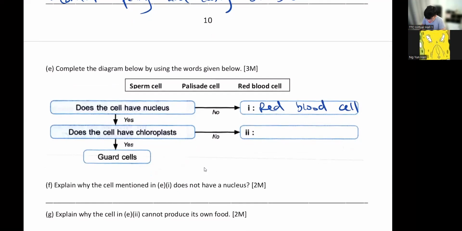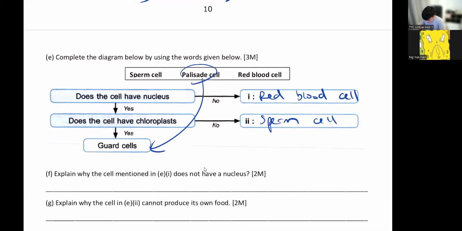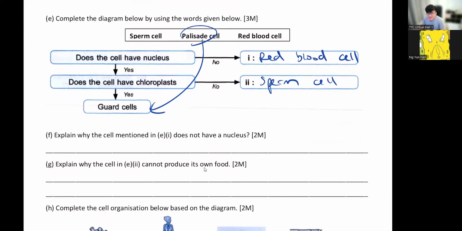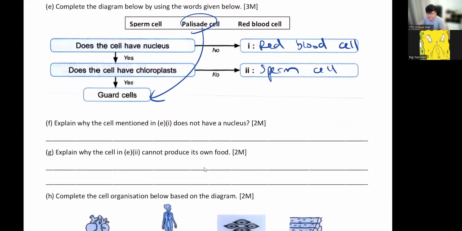So, does it have a nucleus? Yes. So does it have a chloroplast? If it doesn't have a chloroplast, obviously this is a sperm cell. If not, a sperm would look green, which is weird. Okay, so next, if it has a nucleus and it has chloroplast, that would be a palisade cell. It should be here, but they filled in the gut cell for you, but yeah, it's the same. Easy, so far chapter 2 should be very easy.